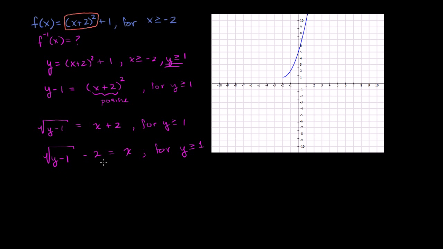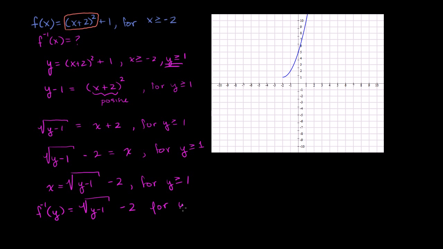Or let me just write it the other way. We could say x is equal to, I'm just swapping this. x is equal to the square root of y minus 1 minus 2 for y is greater than or equal to 1. So you see now, the way we've written it, y is the input into the function, which is going to be the inverse of that function. x is the output. x is now the range. So we could even rewrite this as f inverse of y, that's what x is equal to, the square root of y minus 1 minus 2 for y is greater than or equal to 1. And this is the inverse function.